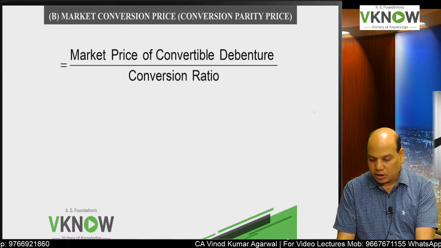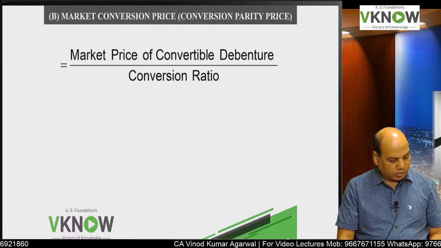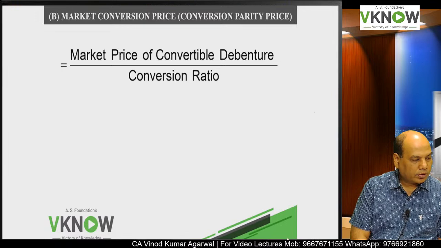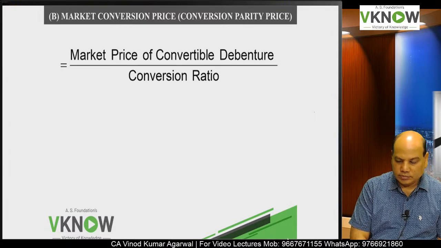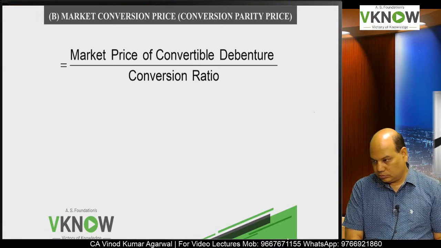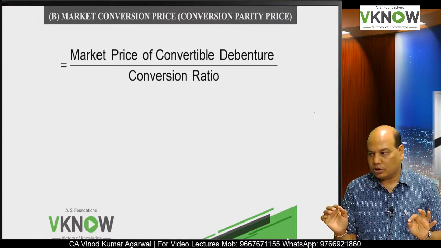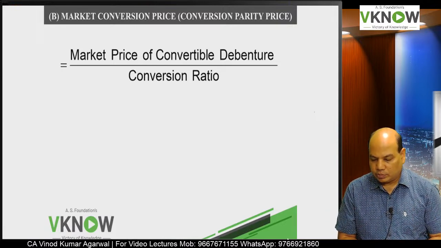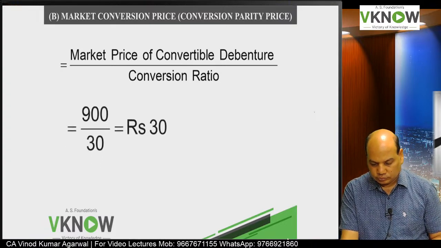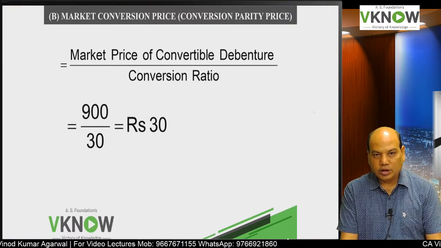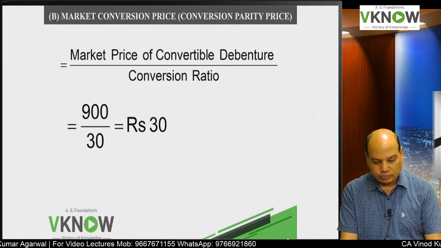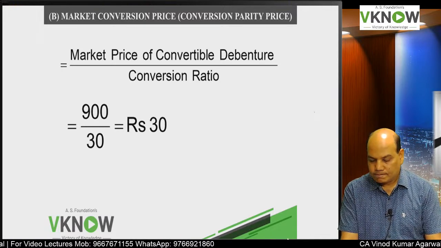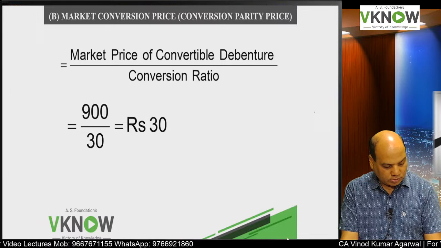Then B, write down market conversion price, in bracket conversion parity price. Which means I will take the market price of the bond, divide by conversion ratio. Market price of bond divided by conversion ratio. 900 divided by 30. Rupees 30.